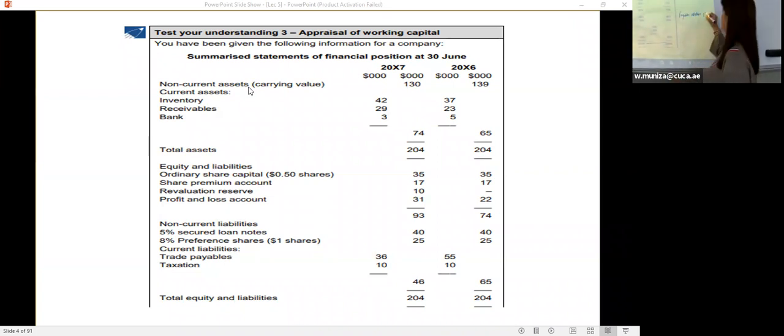collection period, and the formula is payables divided by purchases. If purchases are not given, we can simply take the cost of sales, multiplied by 365. Now, do use all these formulas.